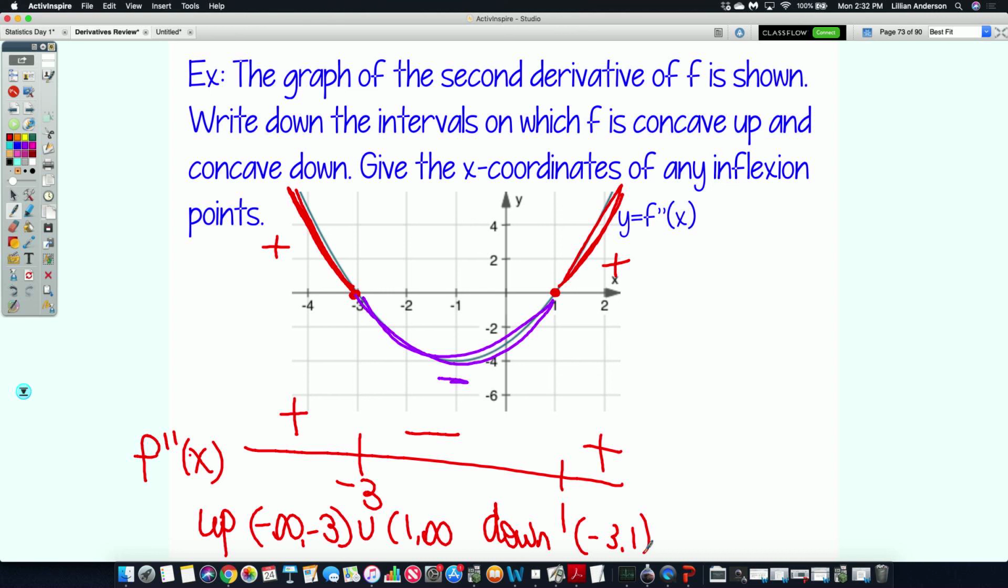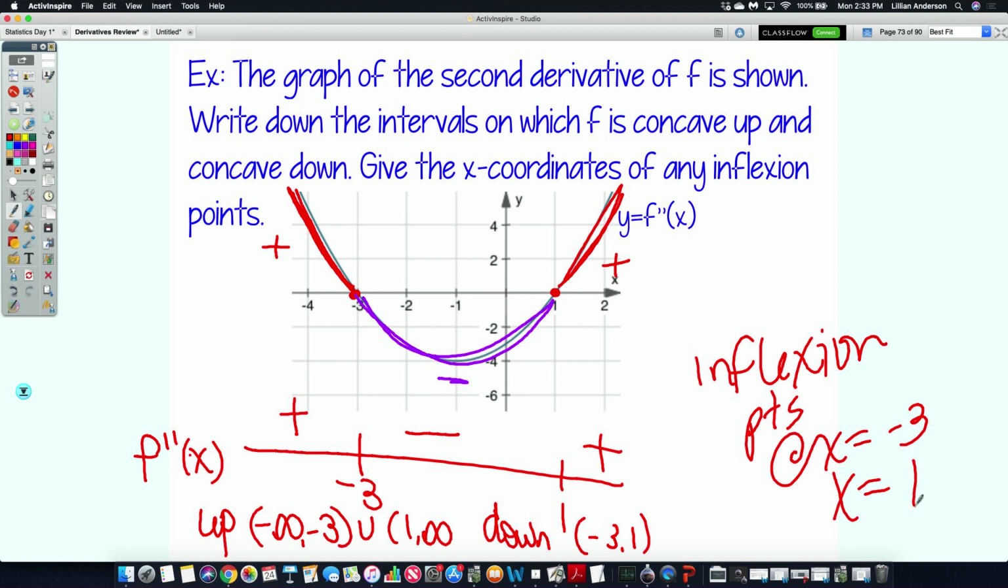Good to know it's the graph of the second derivative. That's the main thing. That's why it says the graph of the second. So your inflection points are at x equals -3 and x equals 1.